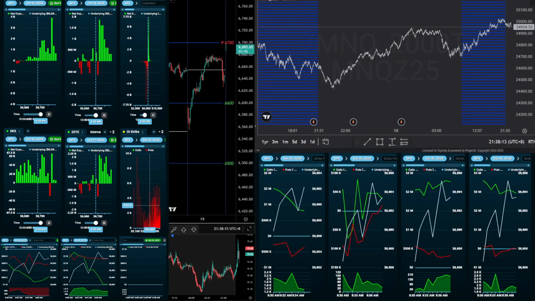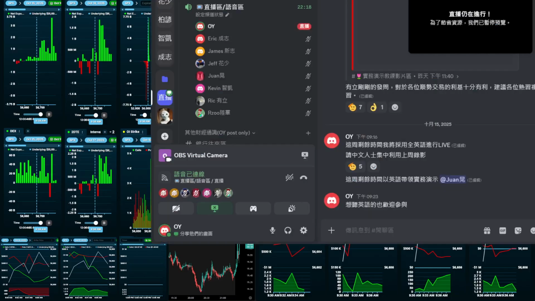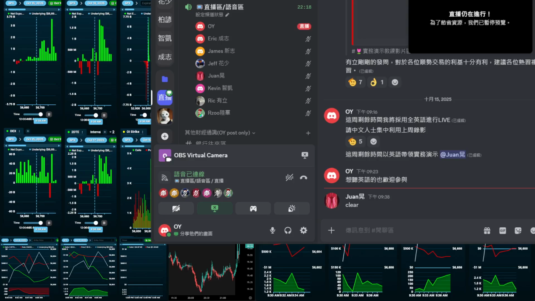And the right one in the downside here, it's just open interest, right? Just open interest. Clear about this corner? Is that clear? Okay, clear.